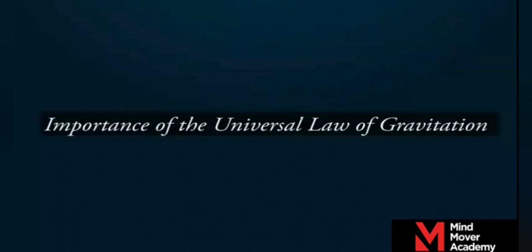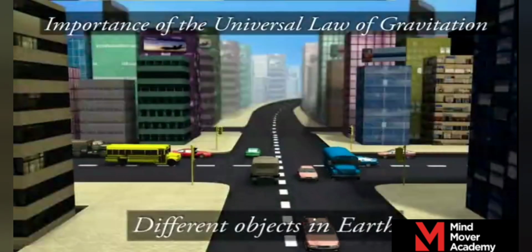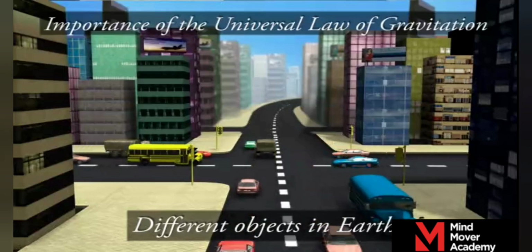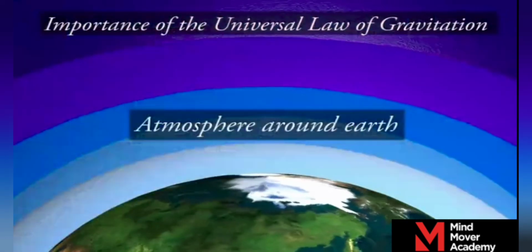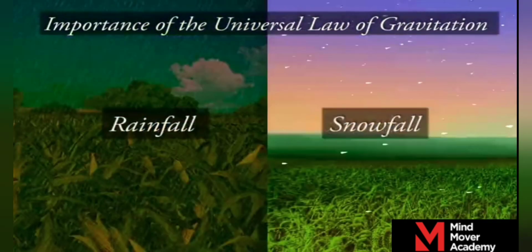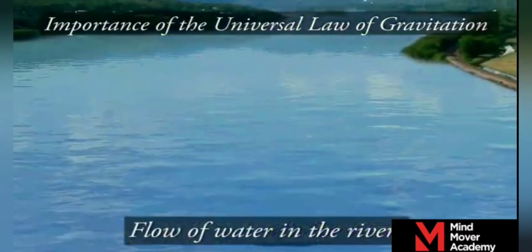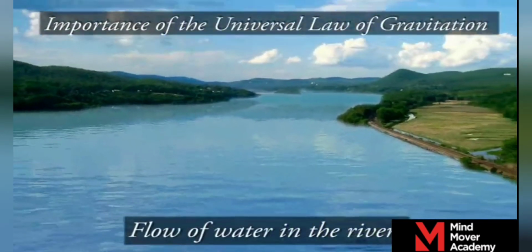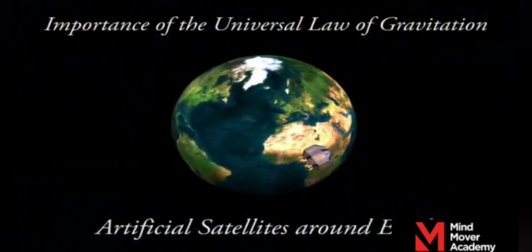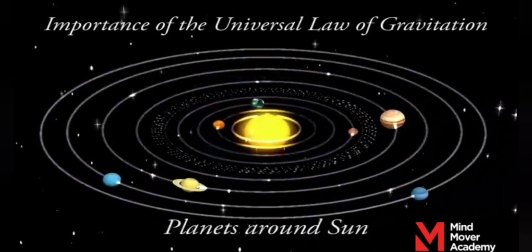The universal law of gravitation explains several phenomena such as the binding of the terrestrial objects around the Earth, the holding of the atmosphere around the Earth, rainfall and snowfall on the Earth, the flow of water in the rivers, the revolution of artificial satellites around the Earth, and the revolution of the planets around the Sun.